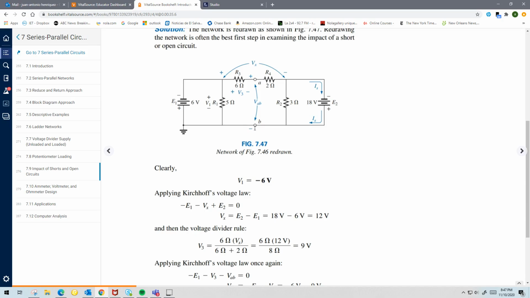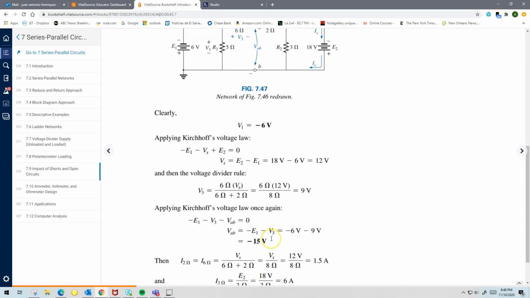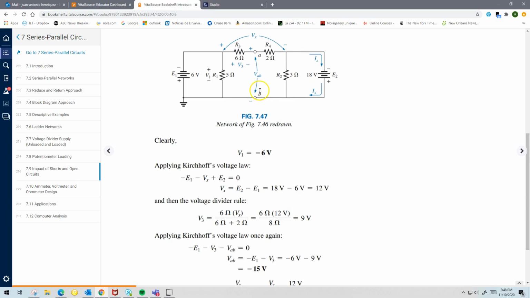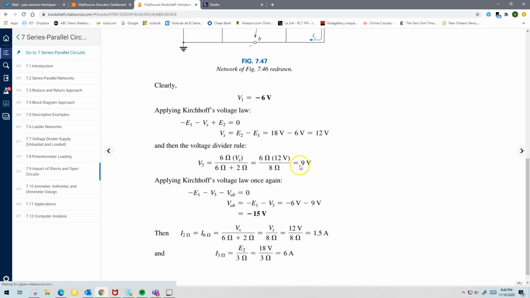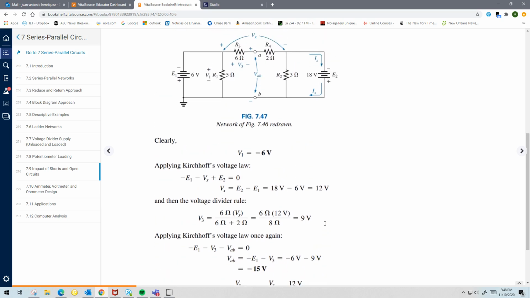So now what they're saying is, okay, we found out what V3 is. We know what this voltage is, 6. So if I do a little KVL here, that will give me VAB. In other words, if you put a meter with a lead at A and a lead at B, that's your VAB. So really the voltage AB is the sum of these two voltages, V1 and V3. But since they happen to be negative, you get a VAB of minus 15 volts.